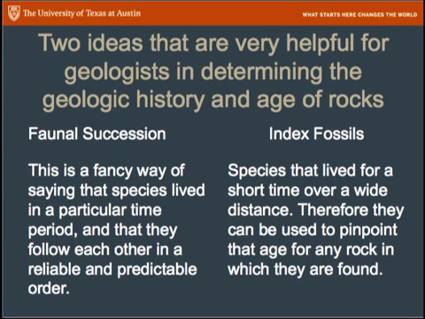Another really useful idea is this concept of index fossils. Index fossils are species that lived for a very short time over a very wide distance, and therefore they can be used to pinpoint that age in any rock in which they're found.